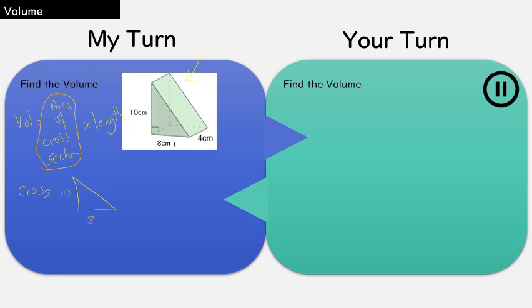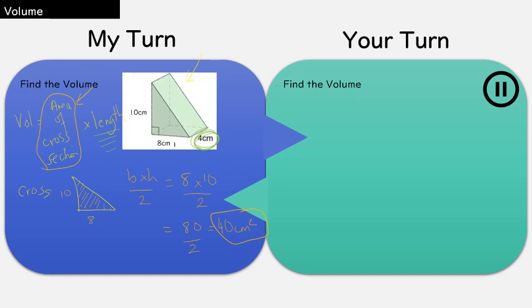How do I find the area of this triangle? Well, that's base times height divided by 2. Base is 8, height is 10, and divide by 2. 8 times 10 is 80. 80 divided by 2 is 40. 40 centimeters squared. So I've completed this orange bit of the formula. I've found the area of the cross-section. It's 40 centimeters squared. The other bit I've got to do is times it by the length. Well, the length is how far it's stretched back, which is the 4 centimeters.